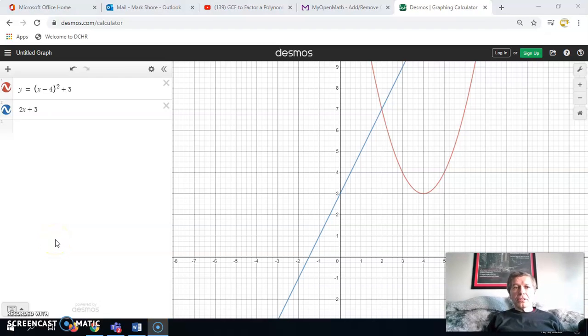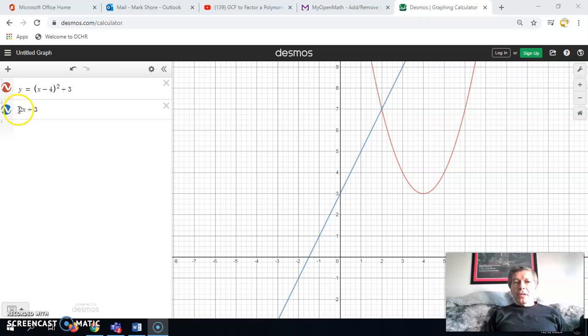Okay, I'm going to solve this system of equations by graphing them. So I have the top equation, which is y equals the quantity x minus 4 squared plus 3. And then I have the second equation, y equals 2x plus 3.